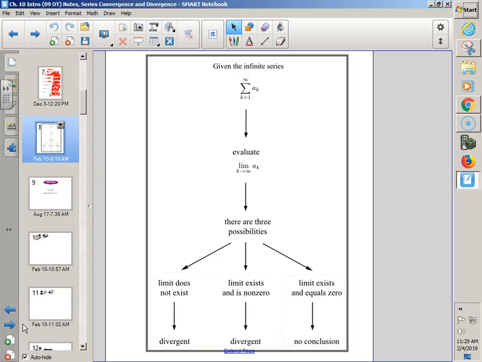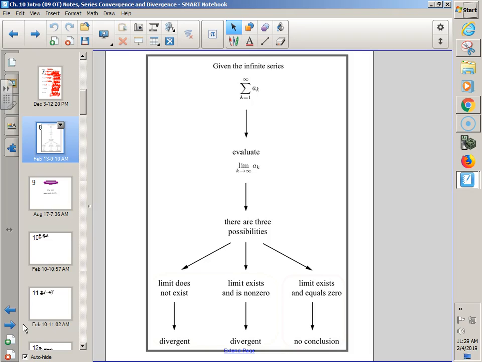You're given an infinite series. What do you need to think about first? Why does this say think about the limit? Divergence test. If the limit equals anything but 0, can we say right away we're done?